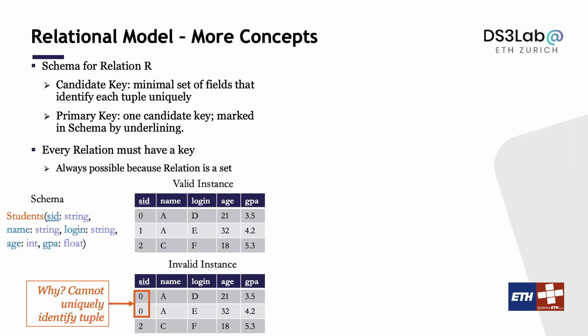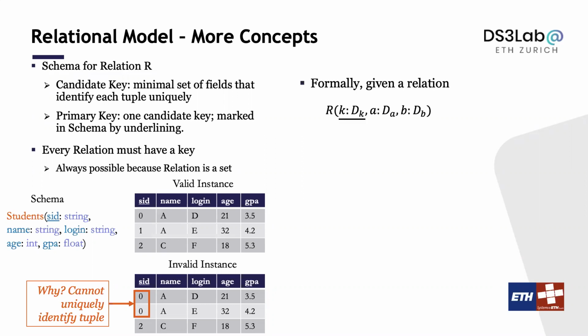And because student ID is my primary key, it means that if I know the value of student ID, I should be able to identify a single tuple. But in this case, because of your data, I cannot do that, right? So knowing student ID equals 0 doesn't bring me to a unique tuple or unique student in this case. And that violates the key constraint that I specified in my schema.